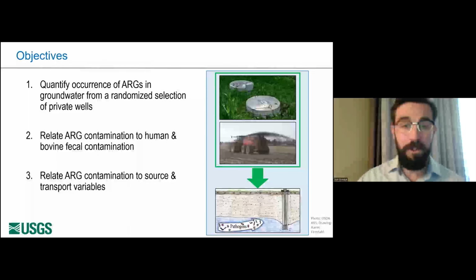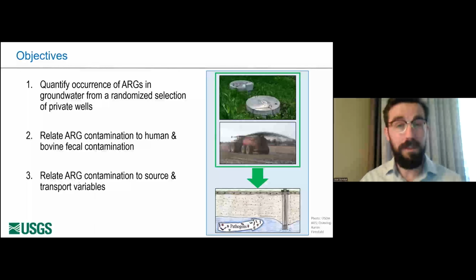So those two knowledge gaps lead to the objectives for this study. Number one, we want to quantify the occurrence of antibiotic resistance genes in groundwater from a randomized selection of private wells. Number two, relate that contamination to human and bovine fecal contamination of the private wells. And then third, relate that contamination to various source and transport risk factors.